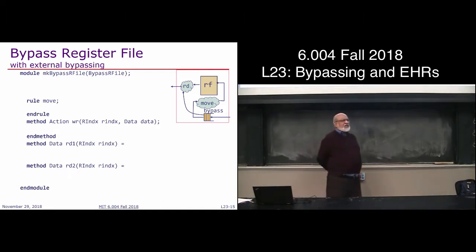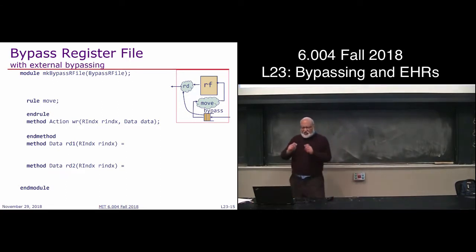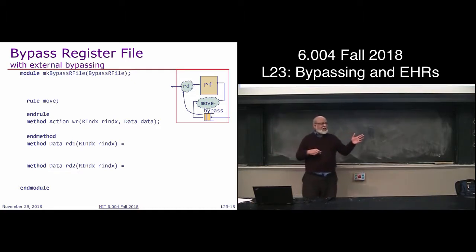Okay, so how does this work? The idea is very simply the following. Instead of directly writing into the register file, you write into a FIFO. Okay? And whenever you have to read something, instead of reading from the register file, first you try to find it in the FIFO. If the value exists, that means somebody tried to write it, you want to read that one. If you don't find it there, then you go and read it from the register file.